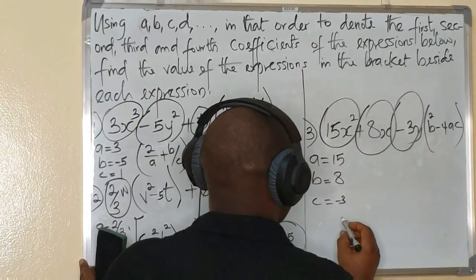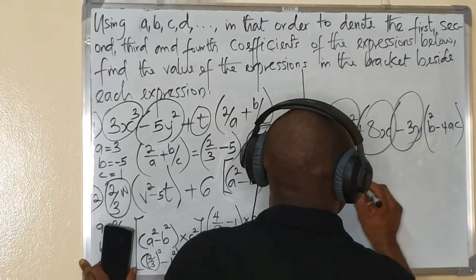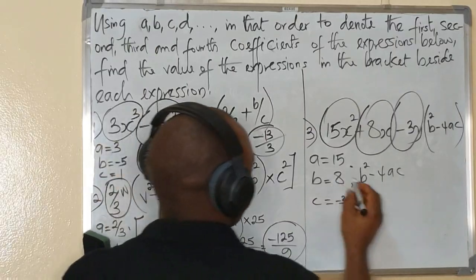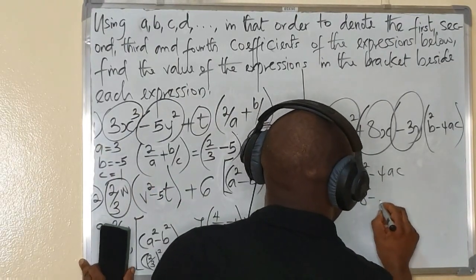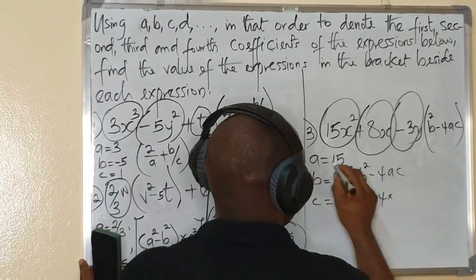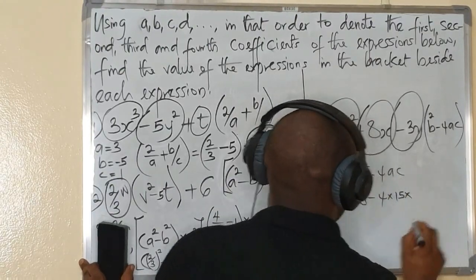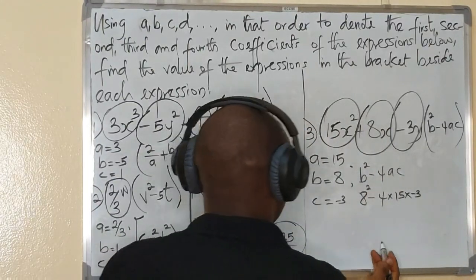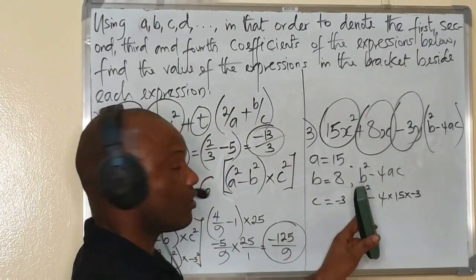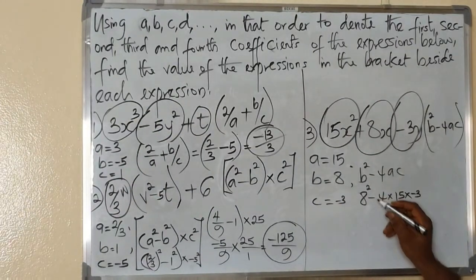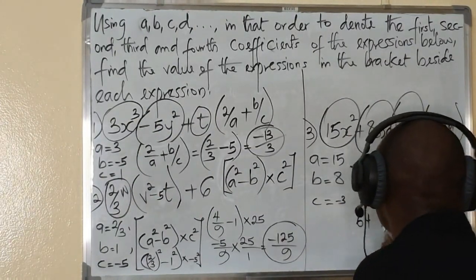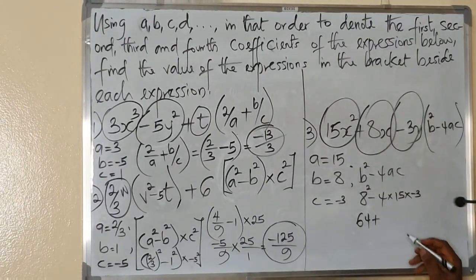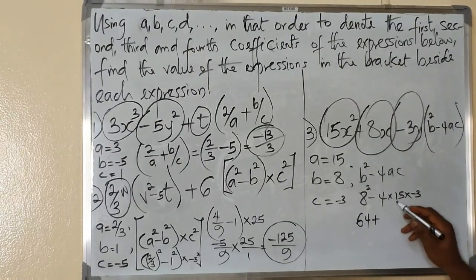Therefore, to solve the expression, which is b squared minus 4ac, we need to find the value of b squared, which is 8 squared minus 4 times, what's our a? 15. 15 times, what's our c? Negative 3. So to solve this, first we know that 8 squared will give us 64. Negative multiplying negative will give us positive. So write it down. Now we're going to work out 4 times 15 times 3.